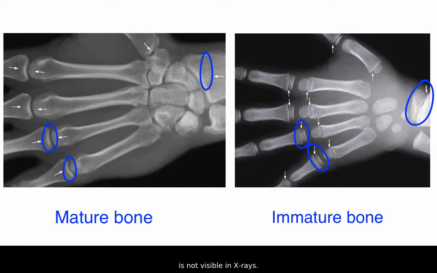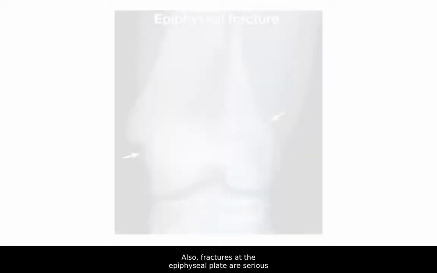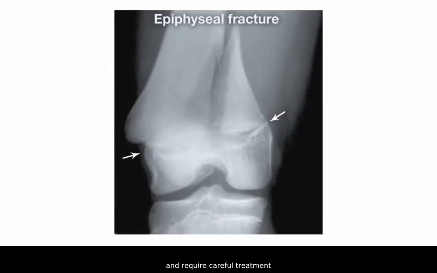visible in X-rays. Also, fractures at the epiphyseal plate are serious and require careful treatment because the damaged bone may stop growing at this site, risking asymmetrical limb length as the opposite limb continues to grow normally.